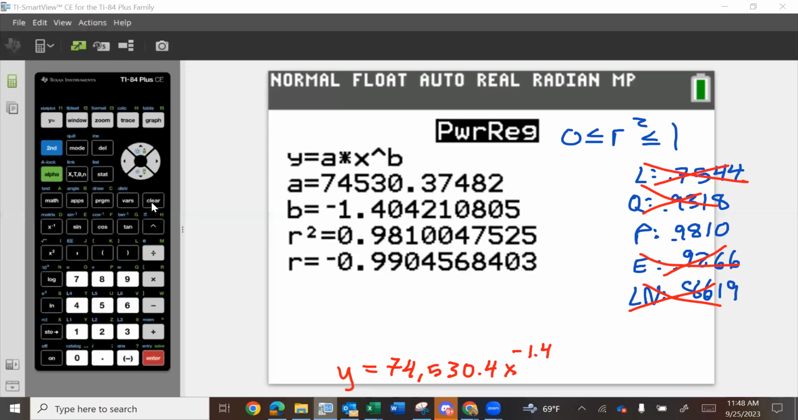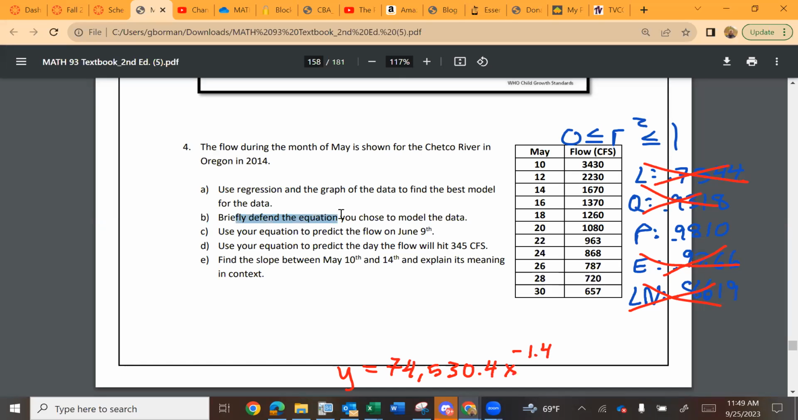Okay. So briefly defend the equation you chose. All right, I've been defending it all along. I've been explaining it all along, why I went with the power model. Okay. Part C, use your equation to predict the flow on June 9th.